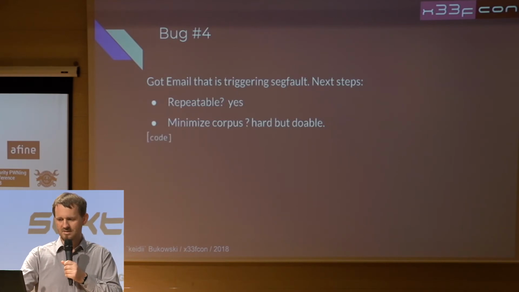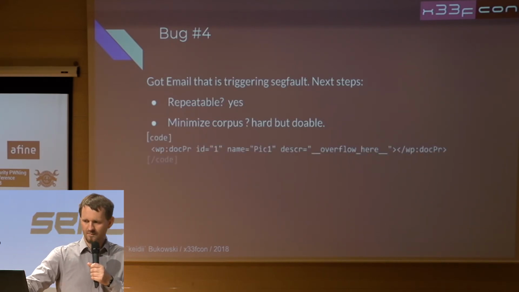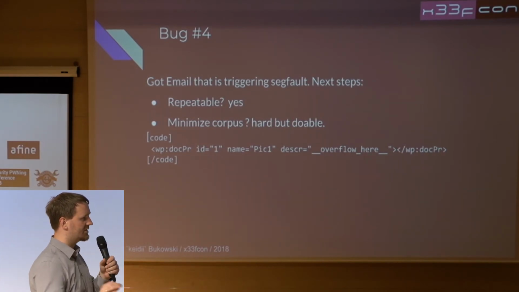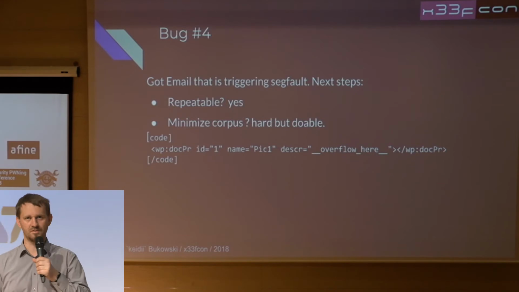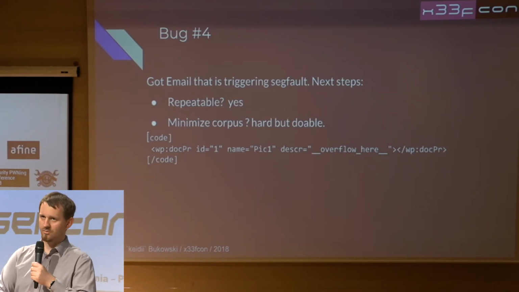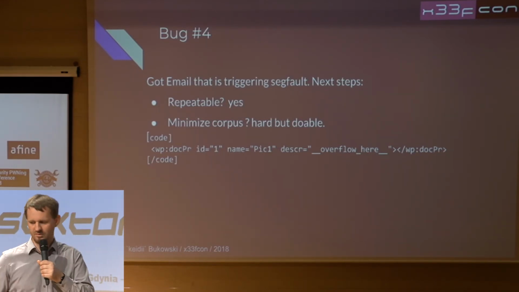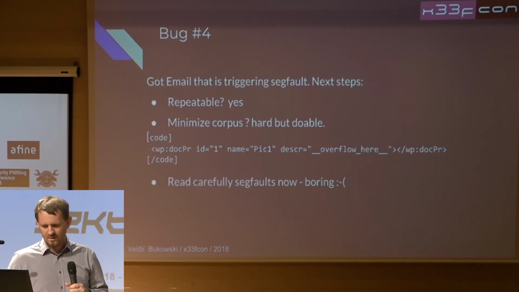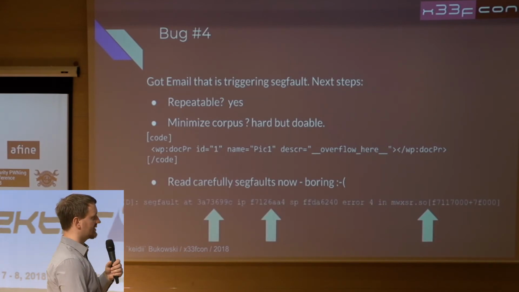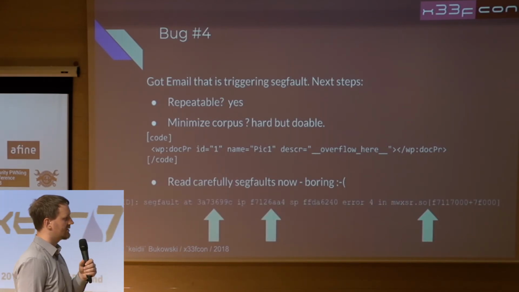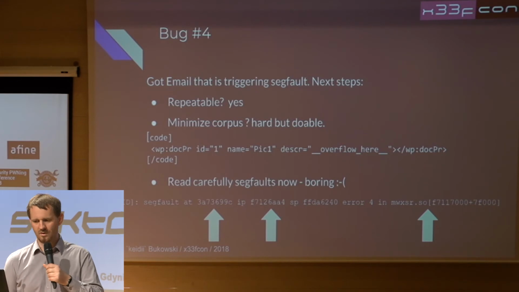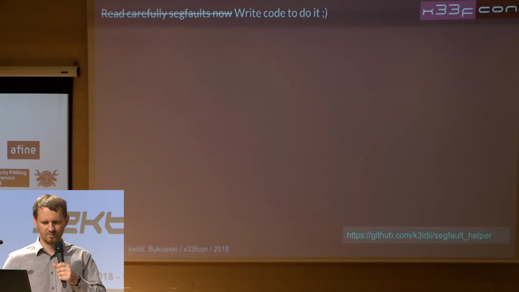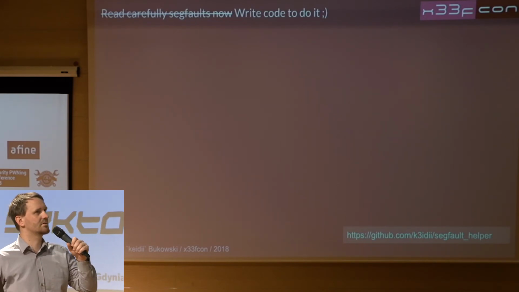We managed to minimize the document almost to one line. So you had a picture inside the Word document with a too long description. And the server was crashing when there was too long a description, I think 124 characters or more. Then we need to try to read the faults to understand the logic behind. But reading segmentation fault logs is boring.